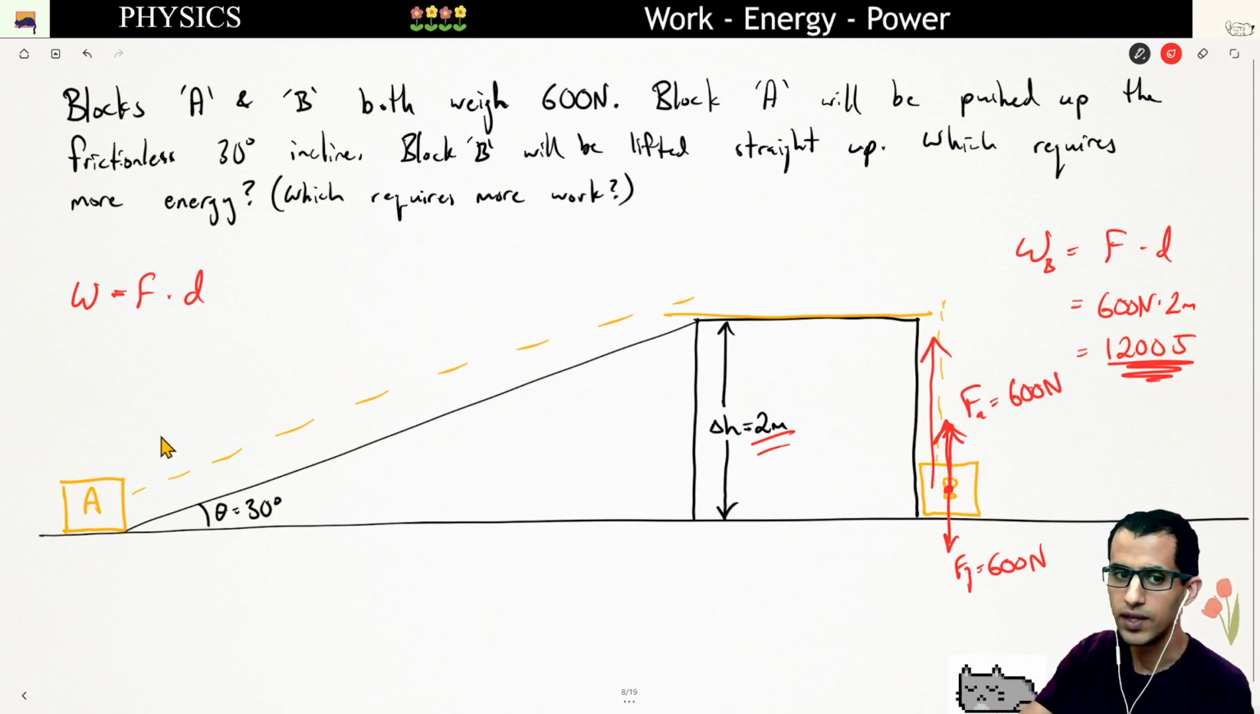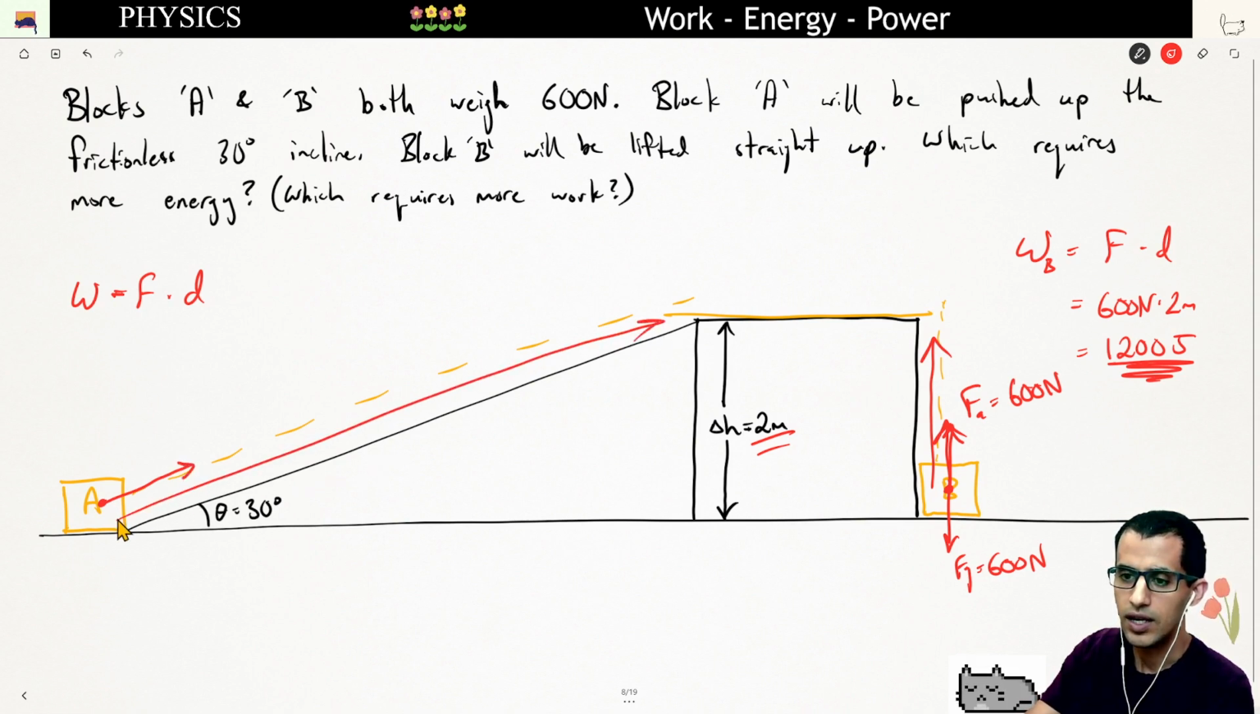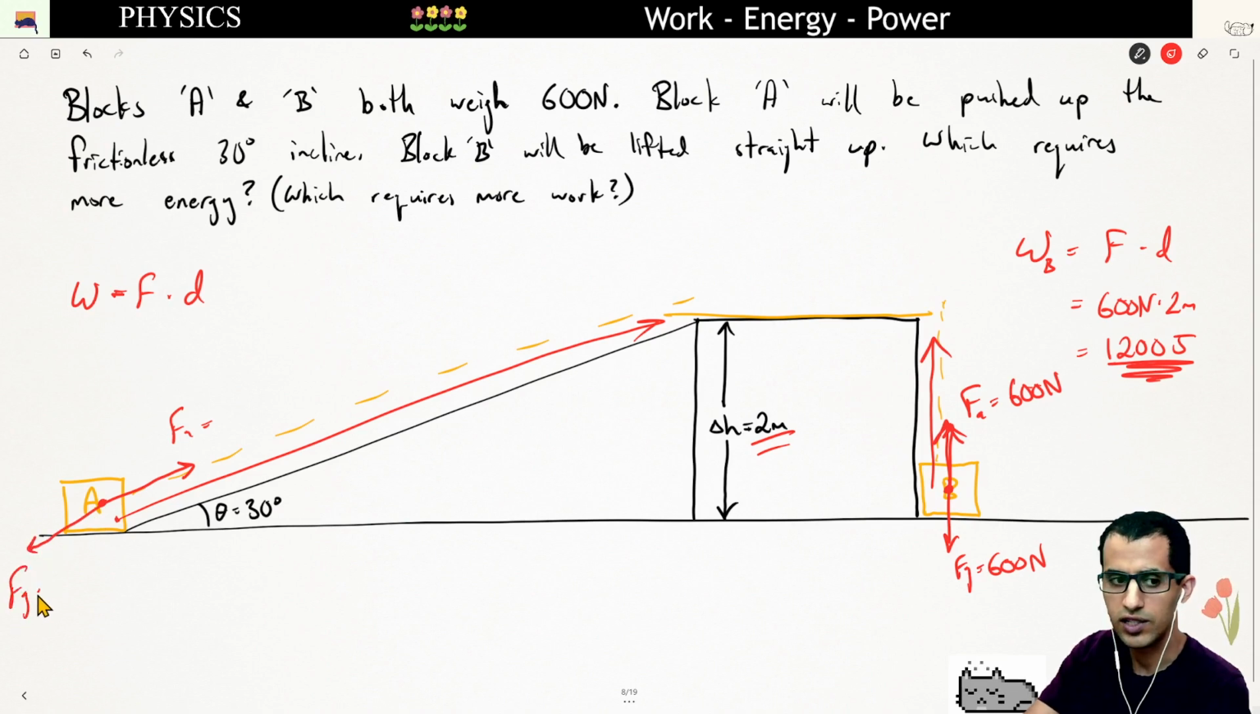going to be 0. For block A, the force has to be applied in this direction, and the displacement is also going to be in this direction. And so the angle between these two vectors is still going to be 0. The force that has to be applied here is going to be equal to the force down the incline, so Fg parallel, and that's going to be equal to mg sine theta, so 600 newtons times sine 30 degrees, and that's going to be equal to 300 newtons.